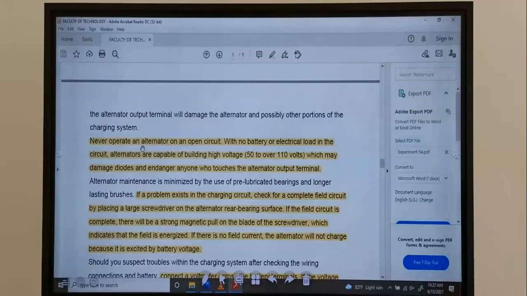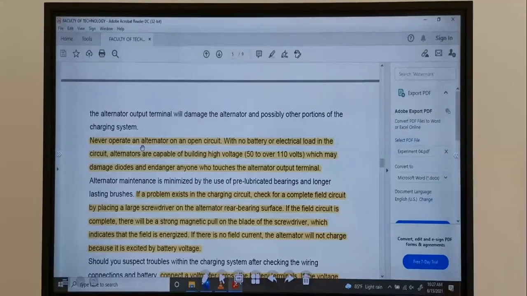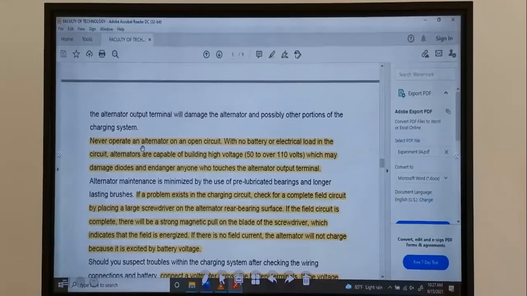The open circuit means there is no control, no resistance. So there is no battery or no electrical load. Open circuit means we give the current straight to the alternator like this. So no battery or any electric load. Without load, what will happen?